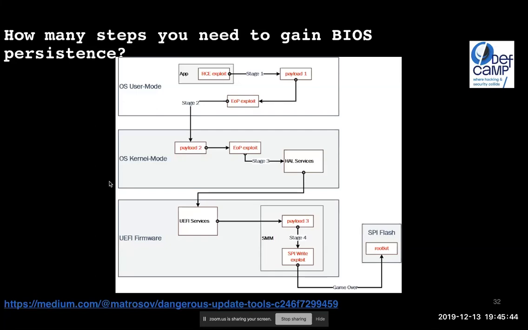But if the attacker wants a remote way to exploit, install the implant inside and gain persistence, it can involve multiple levels, stages and chains in your exploit. It starts from user mode, probably attacking a browser or Microsoft Office, whatever, but the main thing pursued in this way is the OS kernel mode.